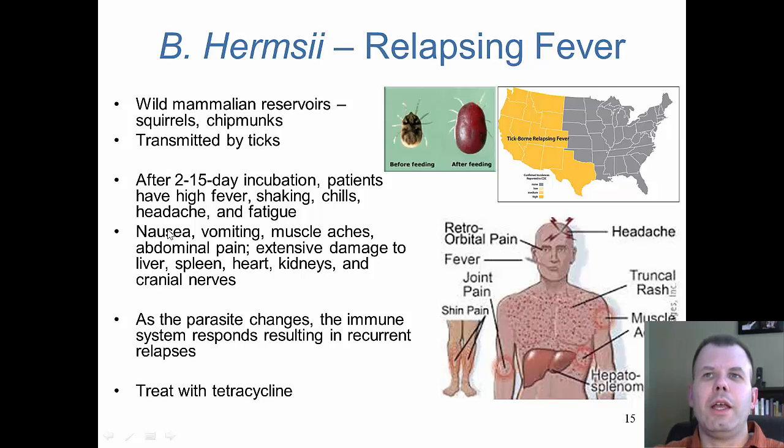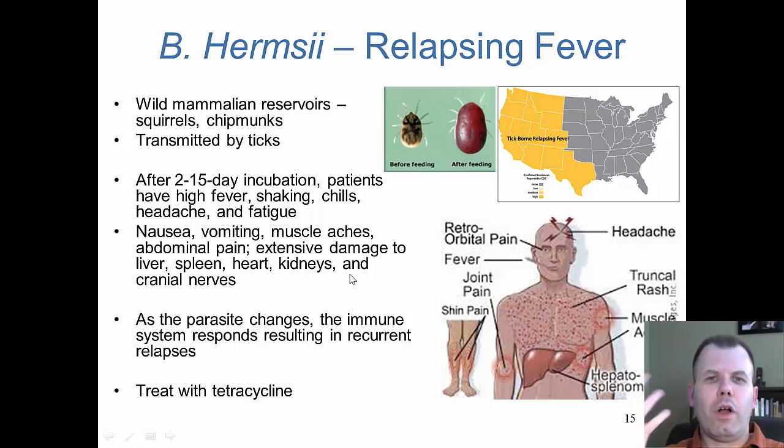And what happens is that then you can get some nausea, vomiting, muscle aches, abdominal pain, and extensive damage to the liver, spleen, heart, kidneys, and cranial nerves if it continues, as the parasite changes the immune response, resulting in recurrent relapses. And again, tetracycline is used for this. These are typically the symptoms you see. You see a truncal rash, you see muscle aches. Sometimes you feel discomfort in the abdomen due to an enlarged liver and spleen. Sometimes you'll get joint pain, shin pain, retroorbital pain around the eyes, and the headache associated with these things.